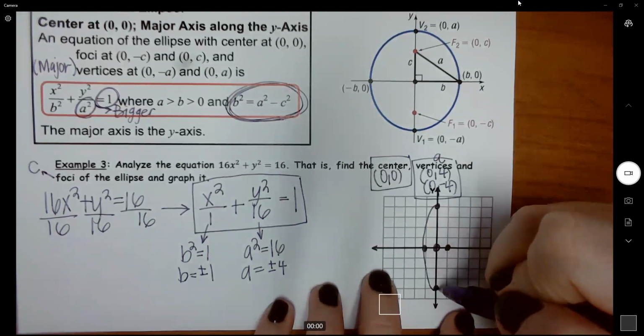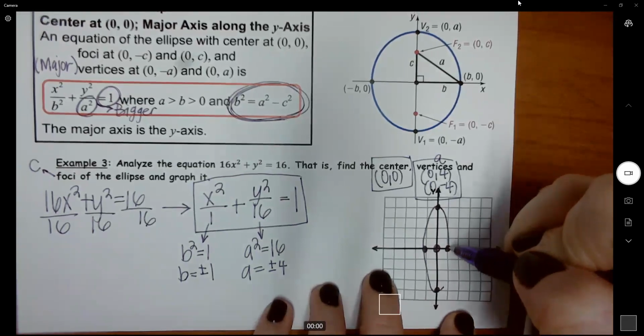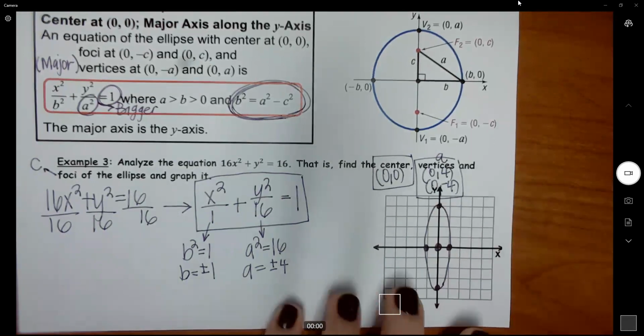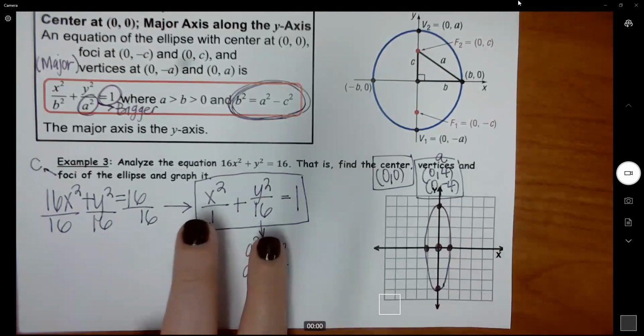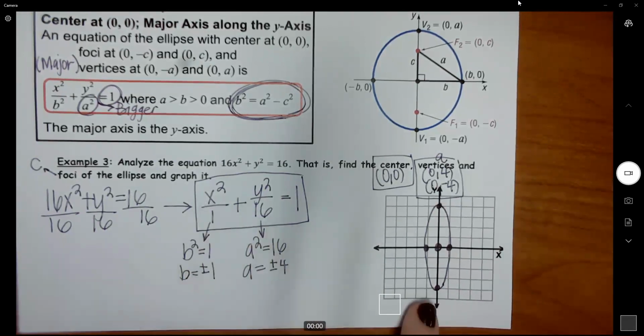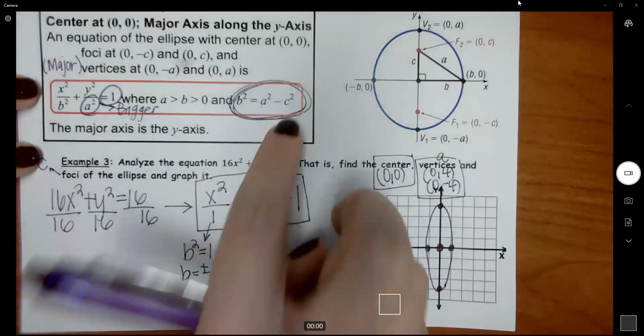And so this is my super stretched out ellipse. And again, as these numbers get further and further apart, the skinnier these ellipses are going to get. Okay. A and B is really all I need and the center to graph these, but we do need the foci and we need to label it on our graph as well. So use your formula here.